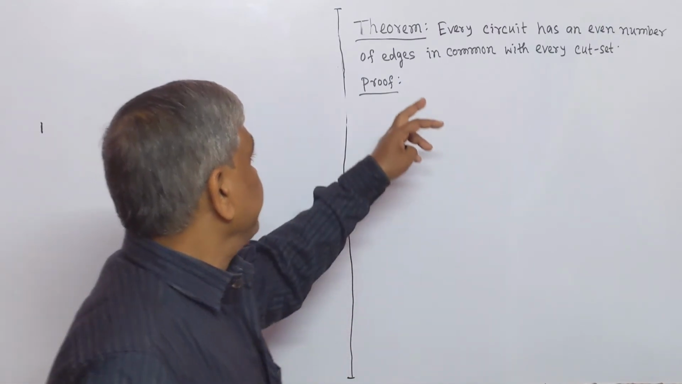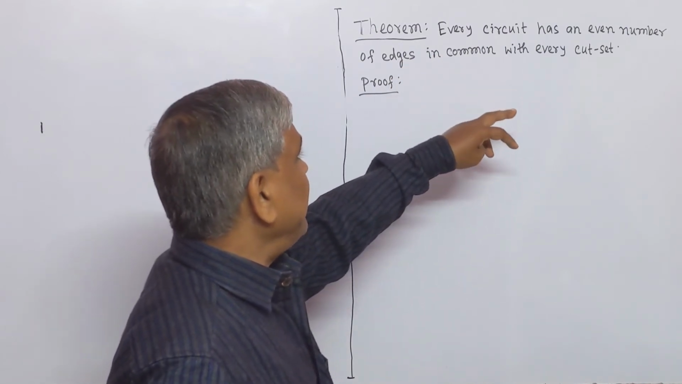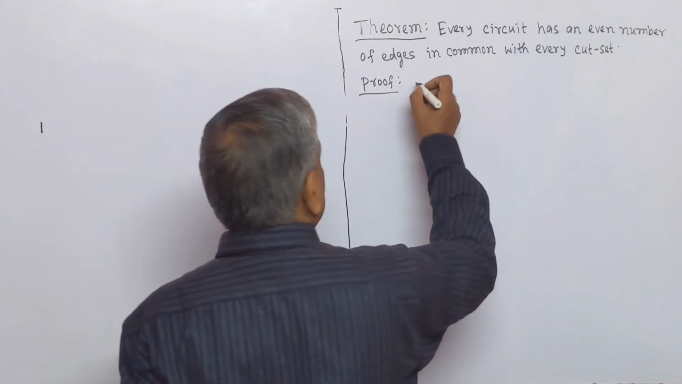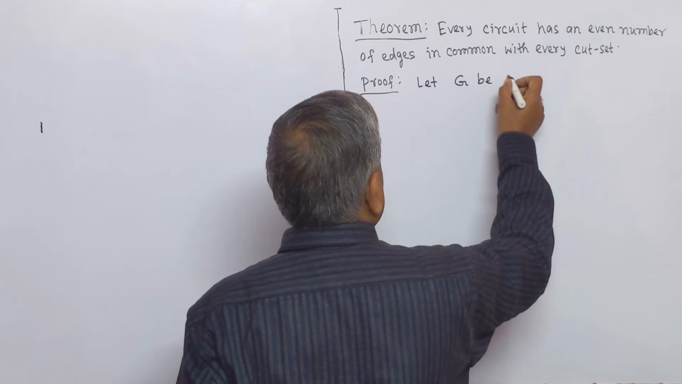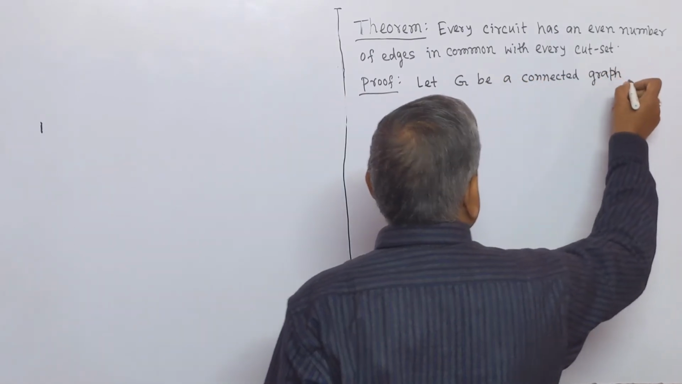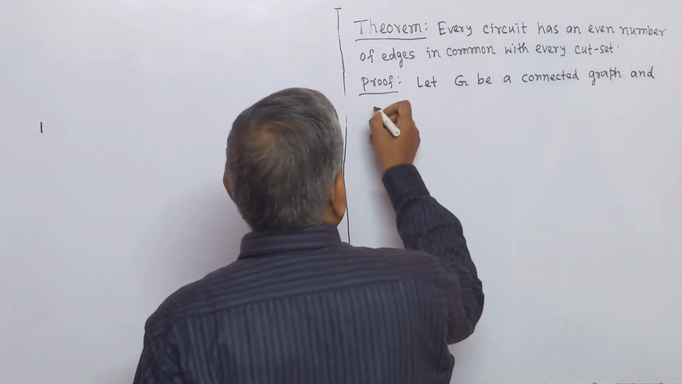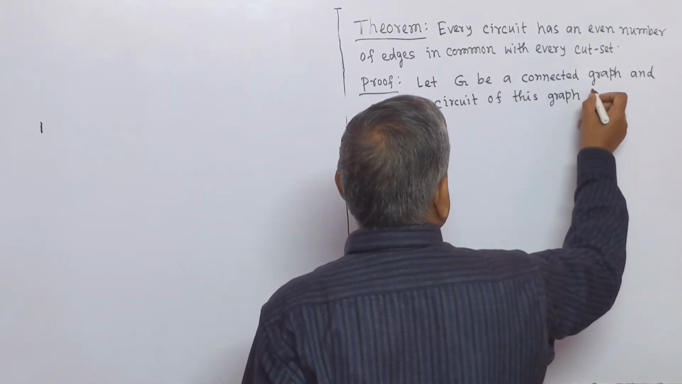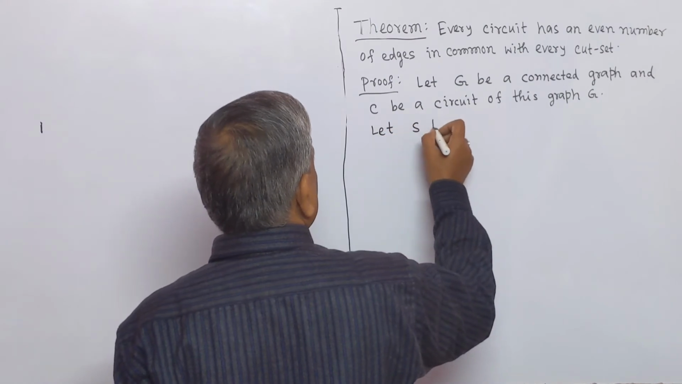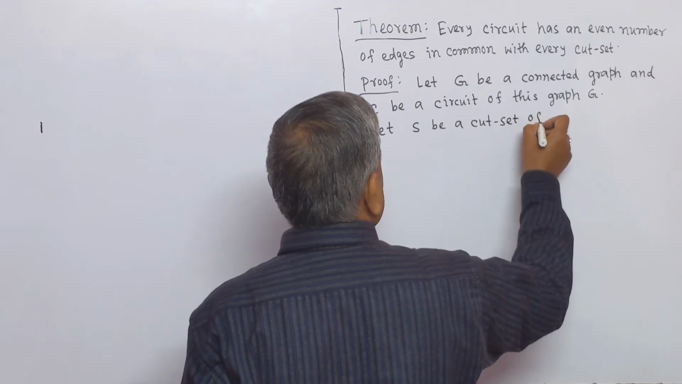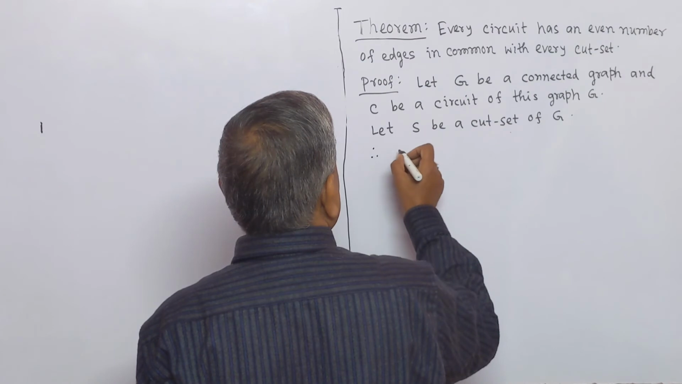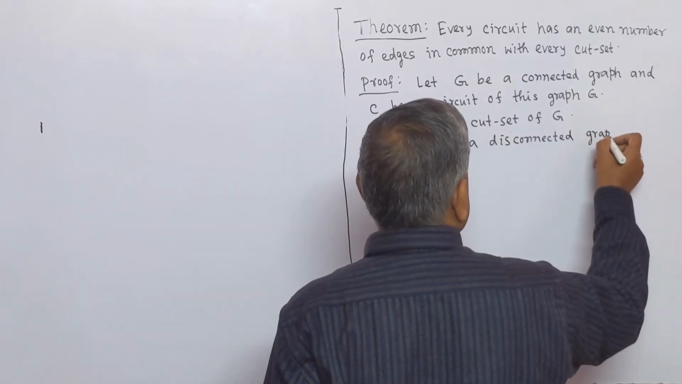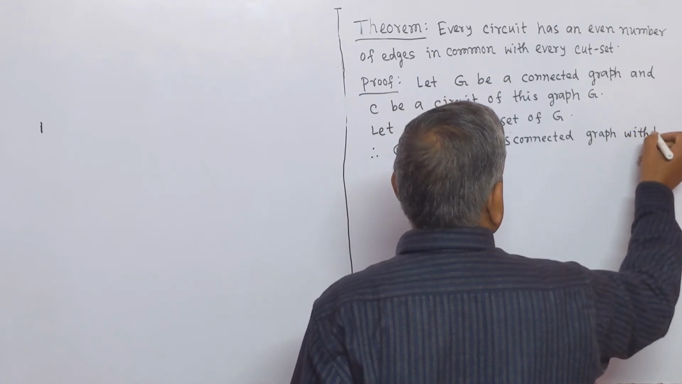Now we prove the next theorem. The next theorem is: every circuit has an even number of edges in common with every cut set. Now we prove this. Let G be a connected graph and C be a circuit of this graph G. Let S be a cut set of G. Therefore, G minus S is a disconnected graph with two components.